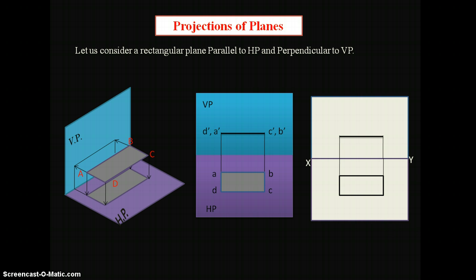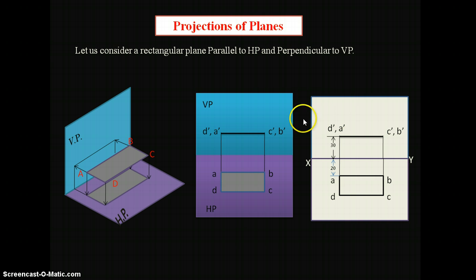Now I want to give the names: ABCD for the top view, and D dash A dash and C dash B dash for the front view. Like this we need to name the views: the dashed letters for the front view and the normal letters for the top view. Now I want to represent the dimensions, that is 30 mm above the horizontal plane and 20 mm in front of the vertical plane. So these are the final projections for the given plane, which is placed in the first quadrant, parallel to the horizontal plane and perpendicular to the vertical plane.